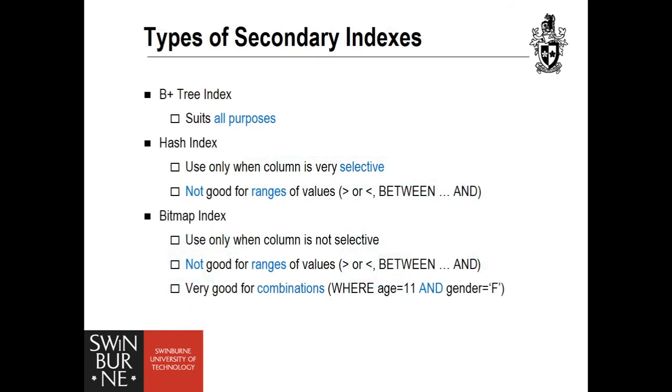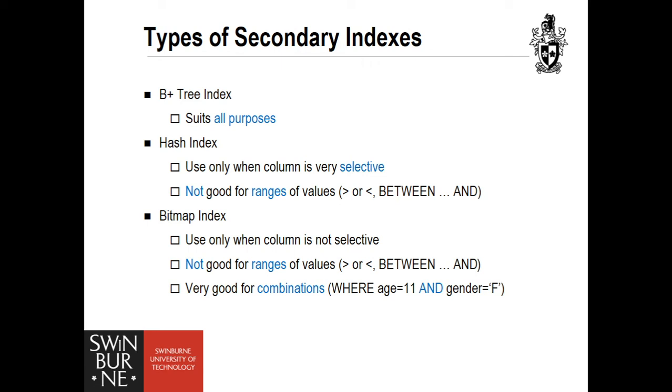So this is a type of secondary index. Basically, we have three things. Here we have a B plus tree index. Second, we have another hash index, and the last one is a bitmap index. So B plus tree basically is a tree structure that is quick to search.